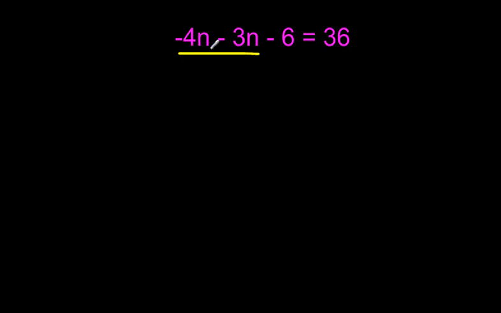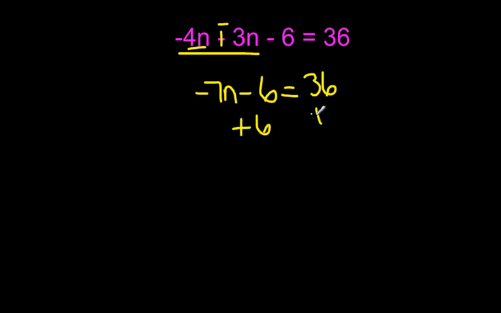I have -4n minus 3n. I could switch this so that I'm dealing with addition. Sometimes that makes it a little more clear that -4n plus -3n should be -7n. Minus 6 equals 36. Now I have a two-step equation. I have a subtract 6. I'm going to undo that subtracting 6 first by adding 6 to each side.